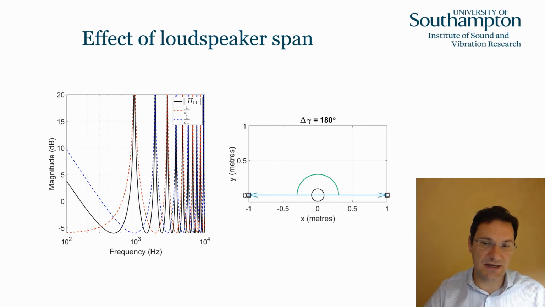So what we can observe is that ideally we would like to have very good efficiency for both modes at every frequency, but this is not possible regardless of the loudspeaker span. On the other hand, we see that for a given frequency there is an optimal loudspeaker span.